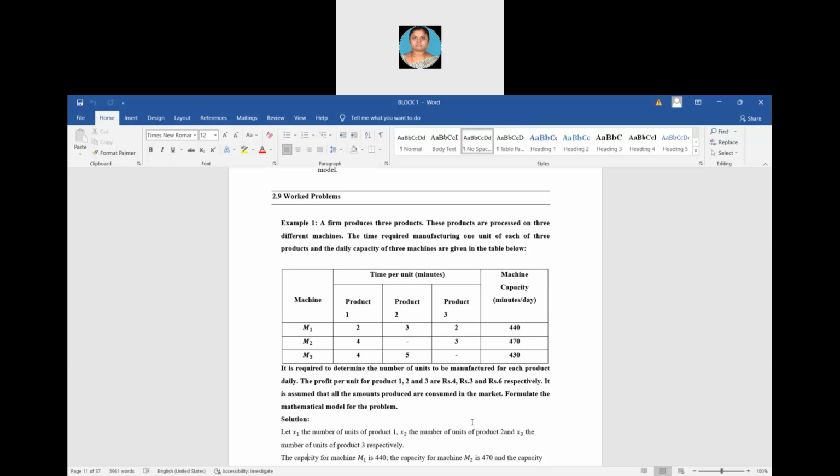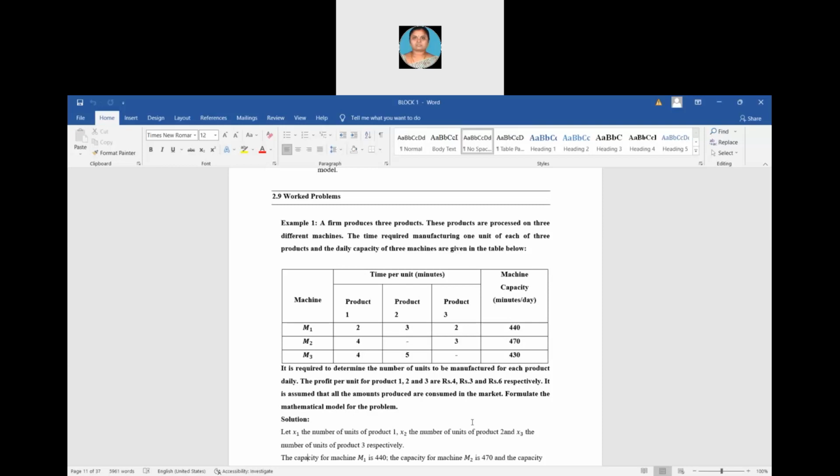So what is the profit? From product 1, they are earning a profit of rupees 4. And from product 2, they are earning a profit of rupees 3. And from product 3, they are earning a profit of rupees 6. It is assumed that all the amounts produced are consumed in the market. Formulate the mathematical model for the problem. So this is the question. You have to give the mathematical way of representing the data.